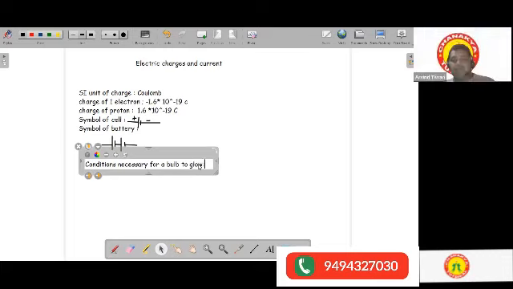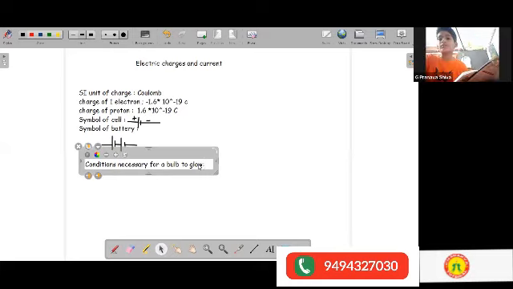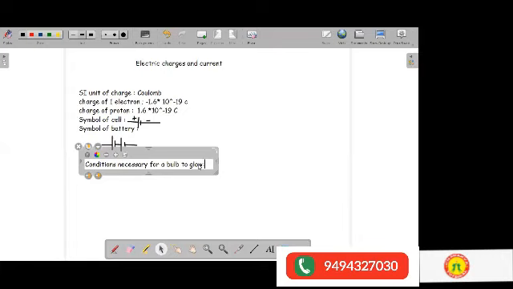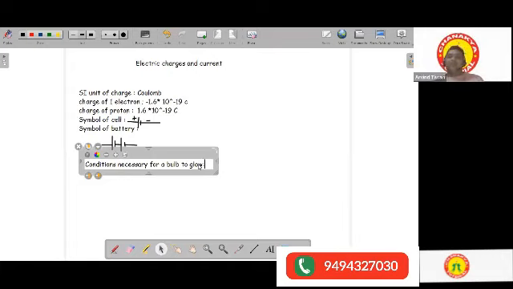What if we do not have a switch? Will the bulb glow? Yes, the bulb will glow even if there is no switch. We provide the switch just so that we can turn it off.